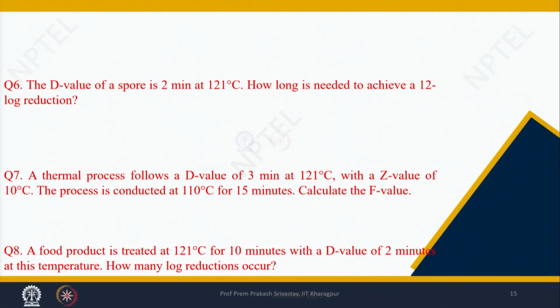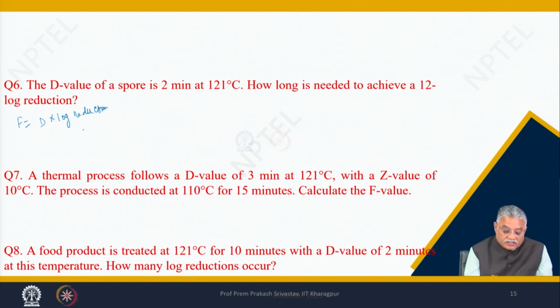So, for another example, let us take that the D value of a spore is 2 minutes at 121 degrees Celsius. How long is needed to achieve a 12 log reduction? Here we know that F is equal to D into log reduction, that is, D is 2 minutes, 2 into 12, that is 24 minutes.